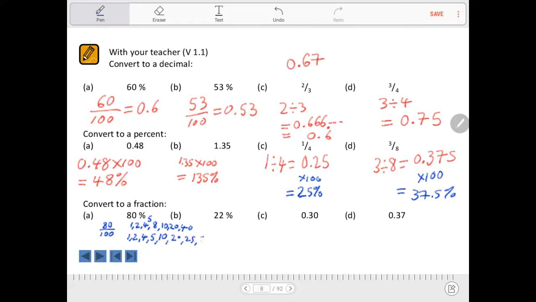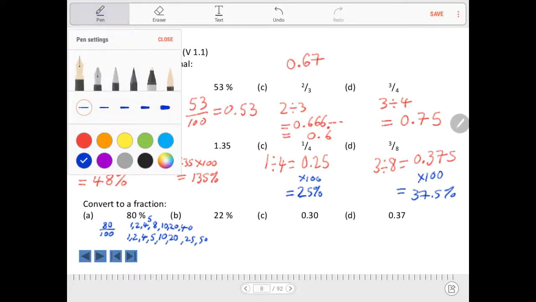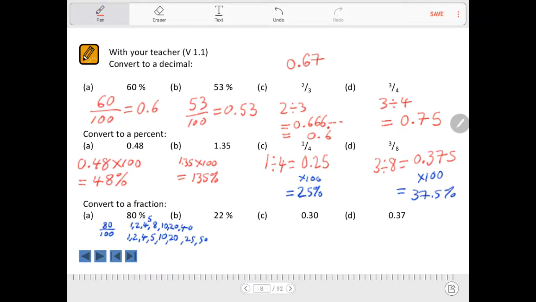25, 50. Okay, I think I've got all the ones for 100, but I thought I had all the ones for 80 too. Well, let's just see how we go. Okay, so what we want to do is pick the biggest one of these numbers on the 2 lists that are in common. Okay, so which is the biggest number that both lists have in common? And the biggest one I can see is 20.